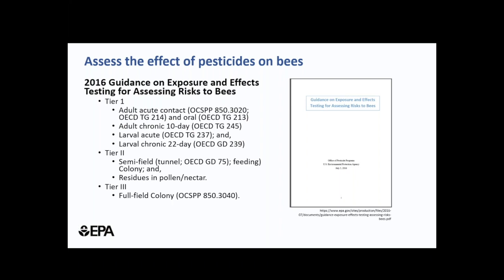In addition to monitoring for bee mortality, the acute and chronic toxicity tests must also report any sublethal effects that may occur during the study. Depending on the outcome of those tests, the risk manager's need for additional characterization of potential risks, additional semi-field studies, OECD Guidance Document 75, and full field colony level studies, Office of Chemical Safety and Pollution Prevention Guideline 850.3040, may be required. In addition to the colony level tests, as I said, exposure data may also be required on residues in pollen and nectar.